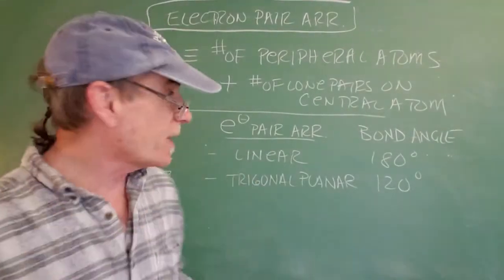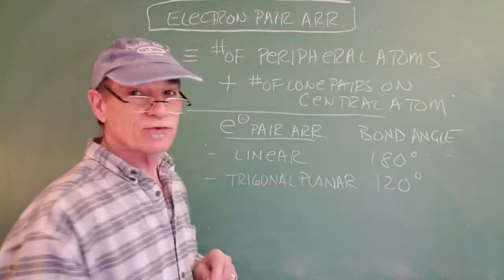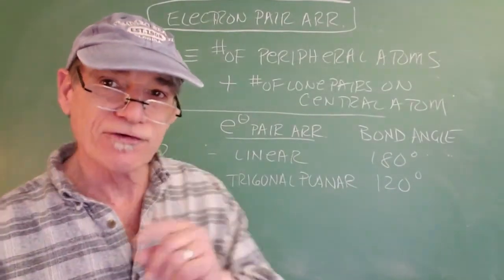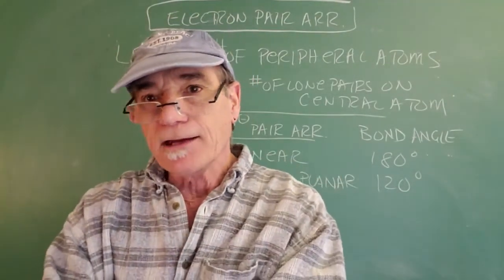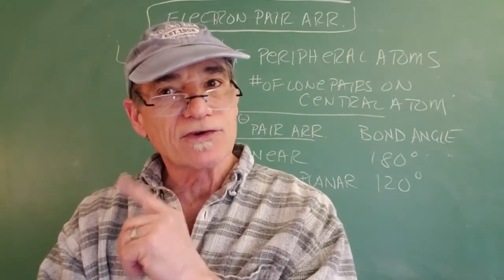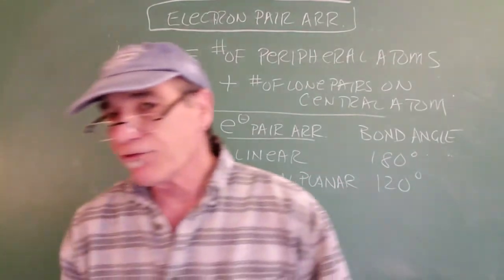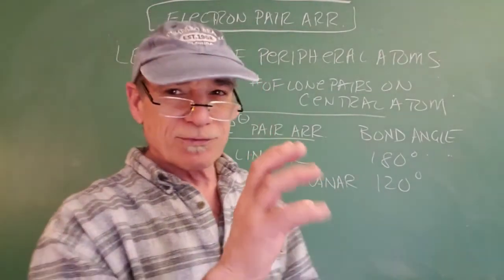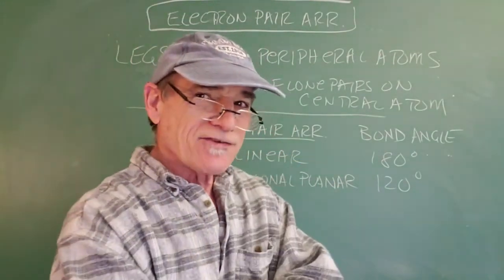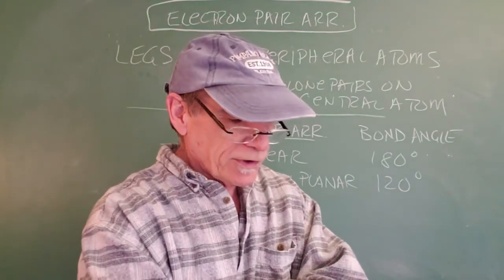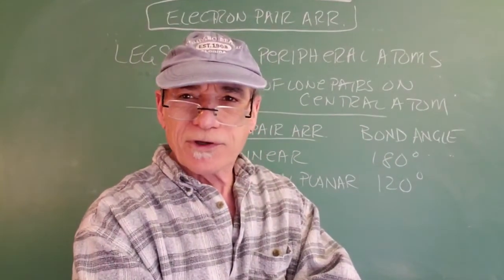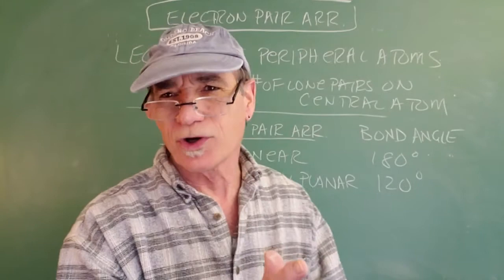For instance, there was a molecule we did earlier, carbon tetrachloride, CCl4. It was the very first one I did. It had a carbon in the middle with four legs, each one with a chlorine on it. Well, you'd think that four bonds trying to arrange themselves as far away from each other as possible would arrange themselves in a square. But it turns out that's only 90 degrees apart.